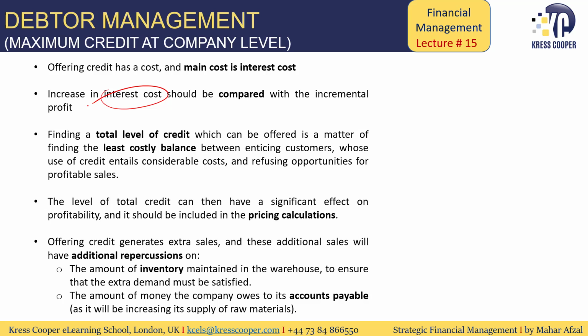So the company will consider the interest cost, the increase in sales, and the increase in profit. At least the company will try to minimize the cost and maximize the sales. There will be a point where the cost will be minimum and sales will be maximum, and the company will set that as the maximum level of credit at the company level.